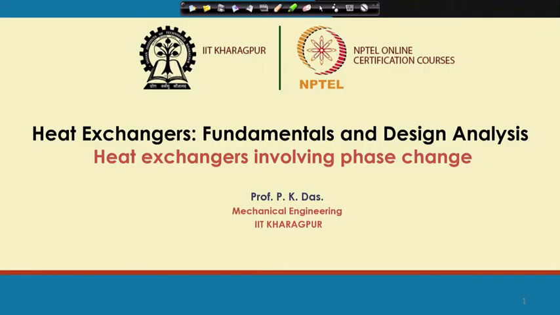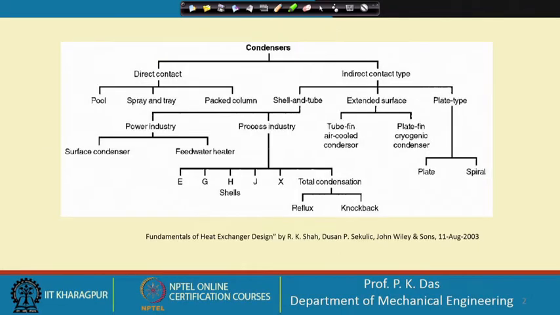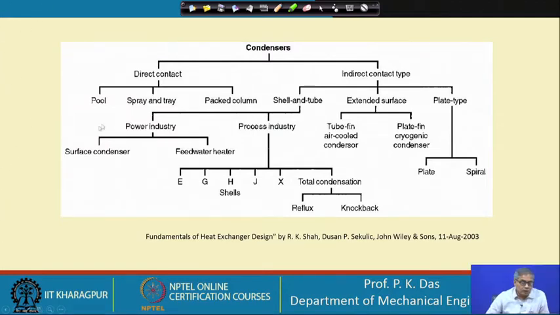So, let us first start with some sort of a classification of these phase change heat exchangers. So, first we see the condensers. The way the classification has been shown, there are two main classifications: direct contact condensation and indirect contact type. Again, let me tell you, in direct contact condensation, the coolant and the vapor, they will come in direct contact.